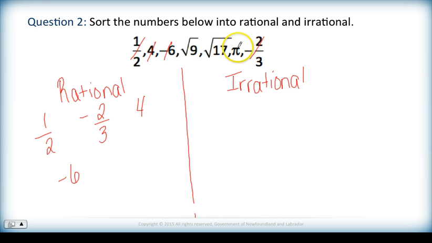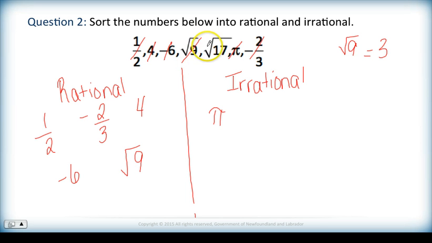Pi, we know, is a non-terminating number, so that would be irrational, and that is probably the most famous irrational number, pi. Next, we have the square root of 9. So if we look at the square root of 9, what would be our answer there? Square root of 9 is 3, since 9 is one of our perfect squares. 1, 4, 9, 16, and so on. So 9 is a perfect square. So that would make it a rational number. It is a radical with a perfect square. So that one is gone.